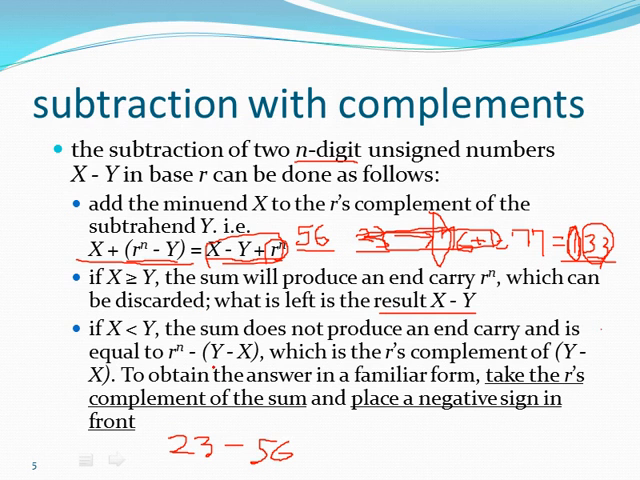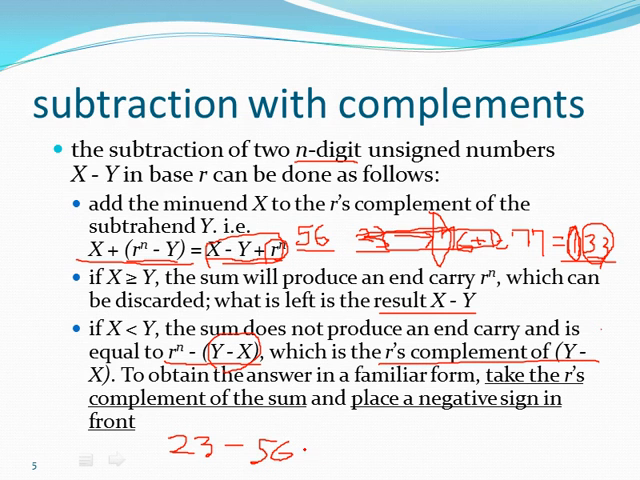But if we add r's complement of y, we can rewrite the equation this way. By the definition of a radix complement, r to the n minus something is a radix complement of something. So the whole result of adding r's complement of y, in case y is greater than x, is r's complement of the difference of y and x.